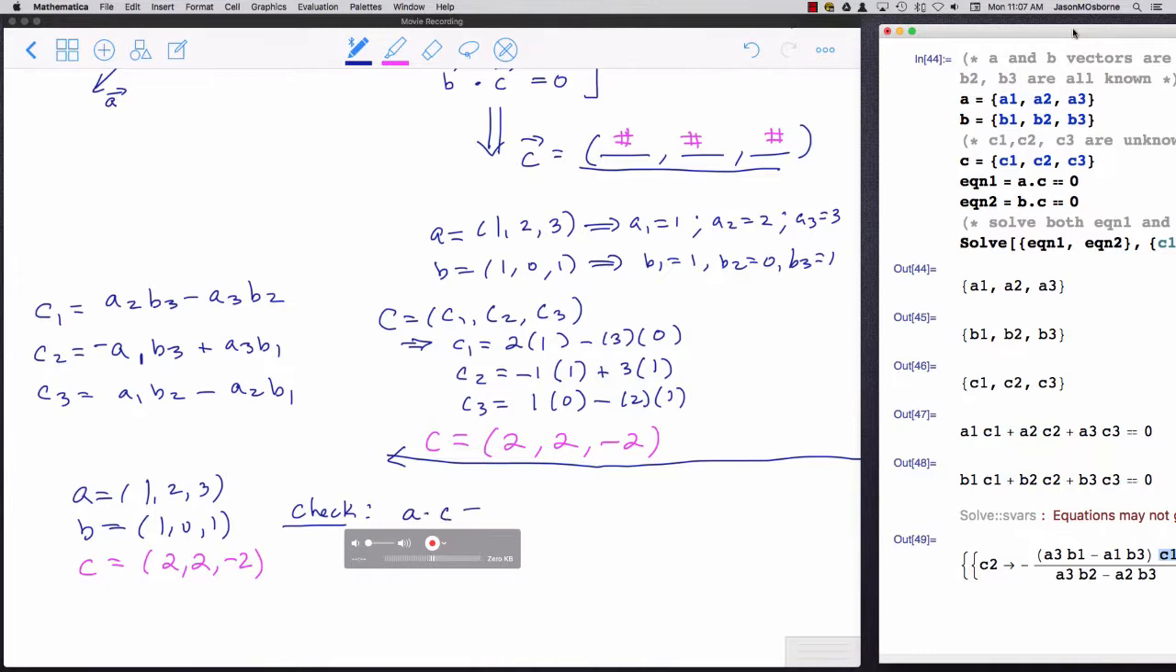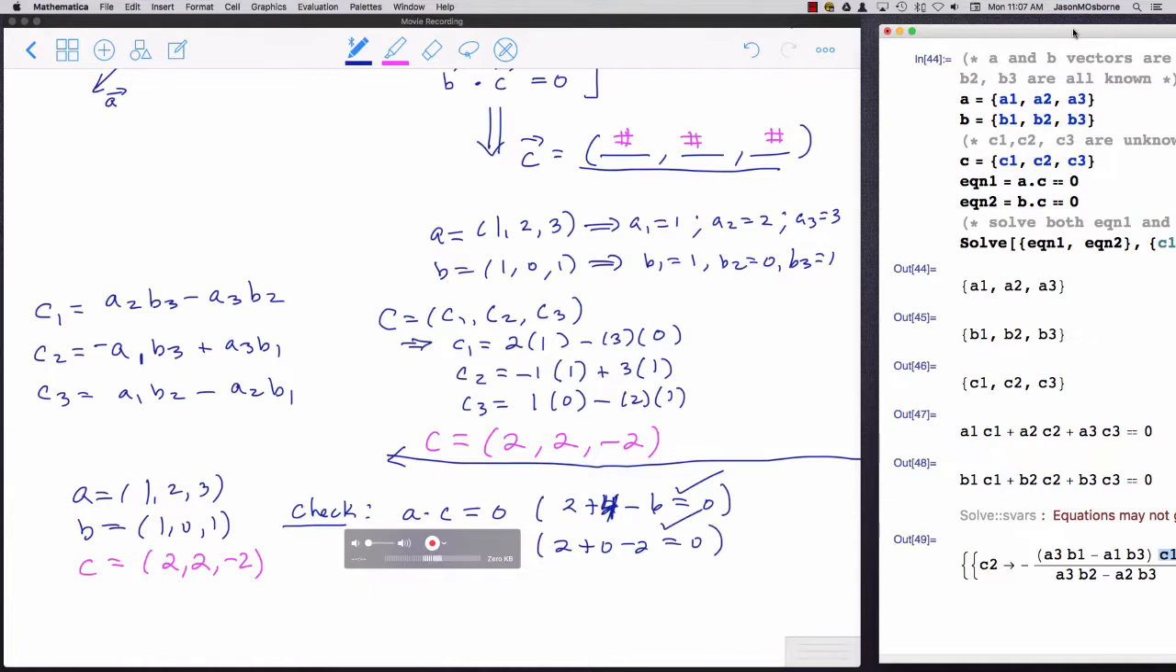Is A dotted with C equal to 0, and is B dotted with C equal to 0? A dotted with C will give you 2 times 2, which is 4, plus 2, minus 3 times 2. That does in fact give you 0. Okay. B dotted with C would give you 2 plus 0 minus 2, which is 0.